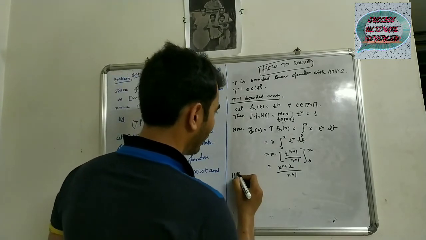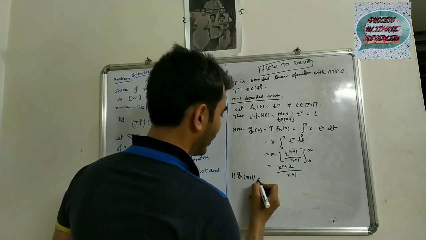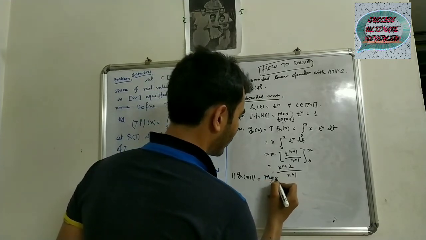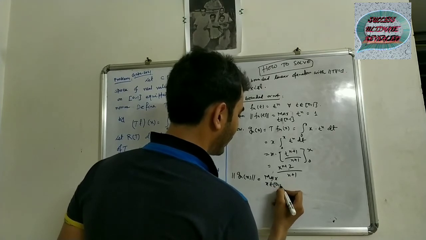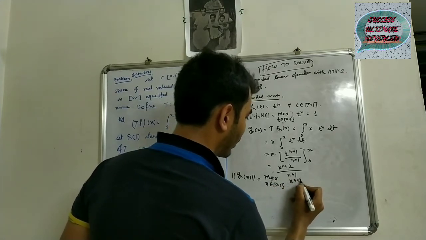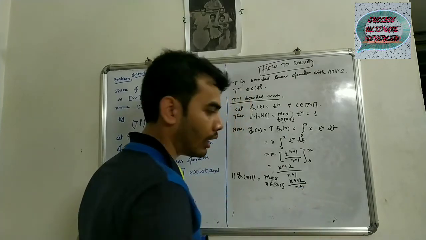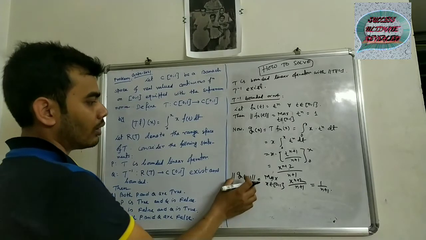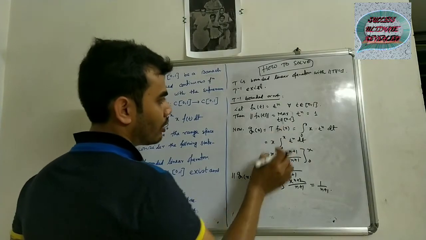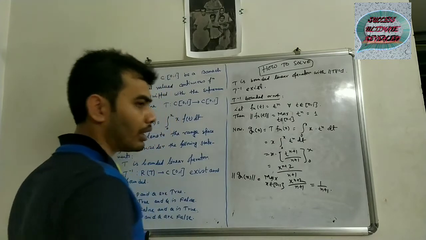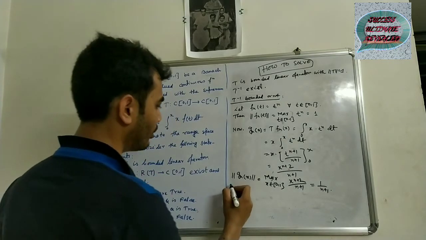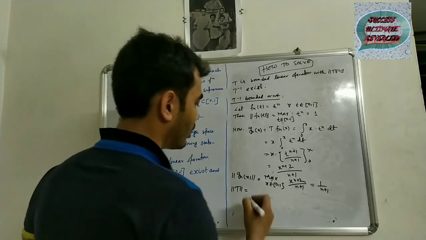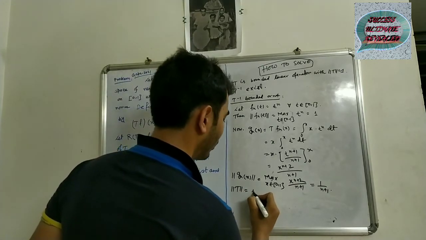Now the norm of g_n(x) equals the supremum, or maximum, over x in [0, 1] of x^(n+1)/(n+1), and this is equal to 1/(n+1). Clear? So the norm of g_n(x), which is T f_n(x), equals 1/(n+1).